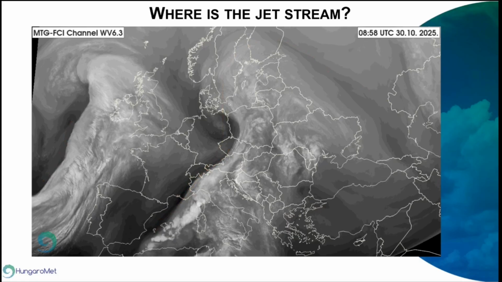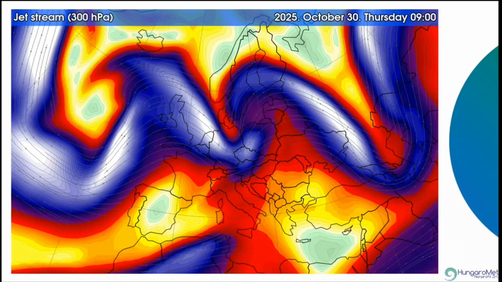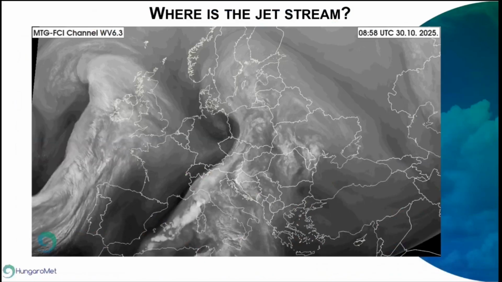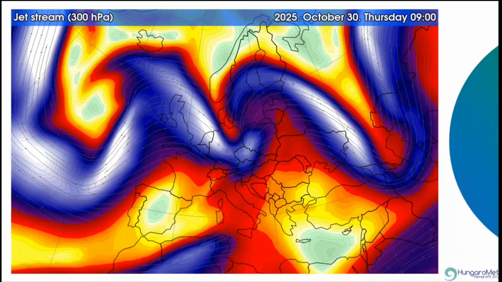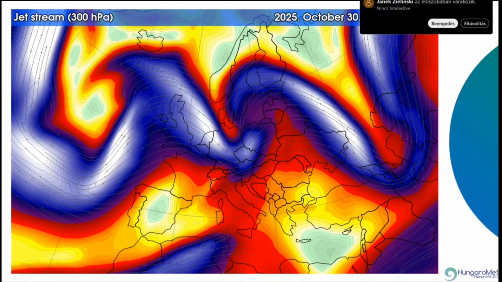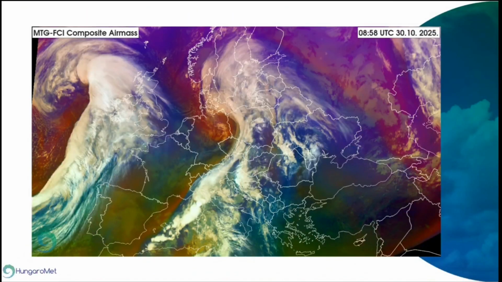Here is where the jet stream is. As you can see, it is in line with the water vapor pattern that you can see on this slide as well, sort of west of the main continent. There's a northern direction of the jet stream, and then it is waving above the continent. You can also see that it separates the polar and the mid-latitude air masses very nicely on this satellite image.